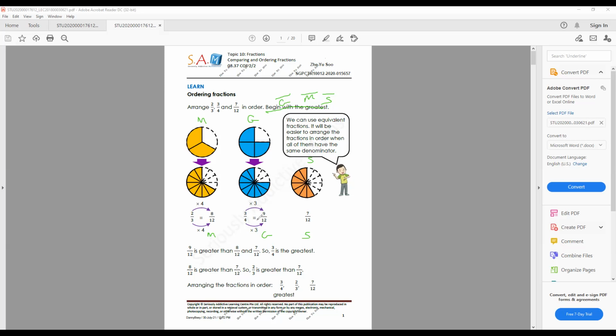Now, if you recall what I mentioned earlier, because the question is to arrange 2/3, 3/4, 7 out of 12, please do not arrange based on 8 out of 12, 9 out of 12, and 7 out of 12.